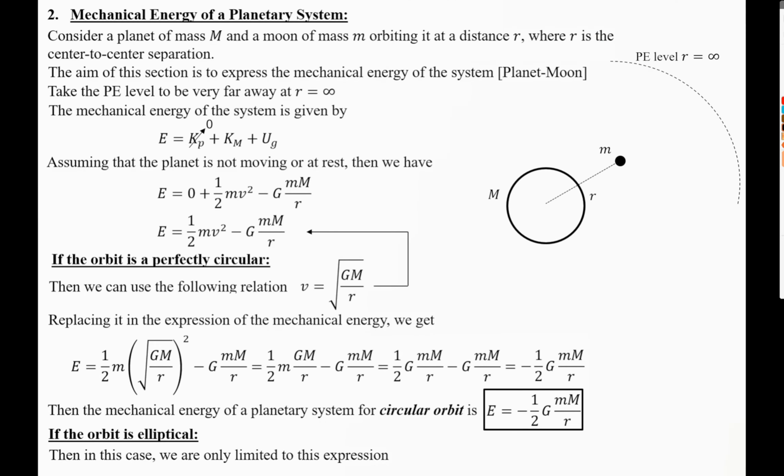If the orbit is elliptical, then in this case we are only limited to this expression, which is given by the following. We cannot use anymore that the speed is given by the square root of GM over r. Now section 3, a very important section, which is the escape speed.